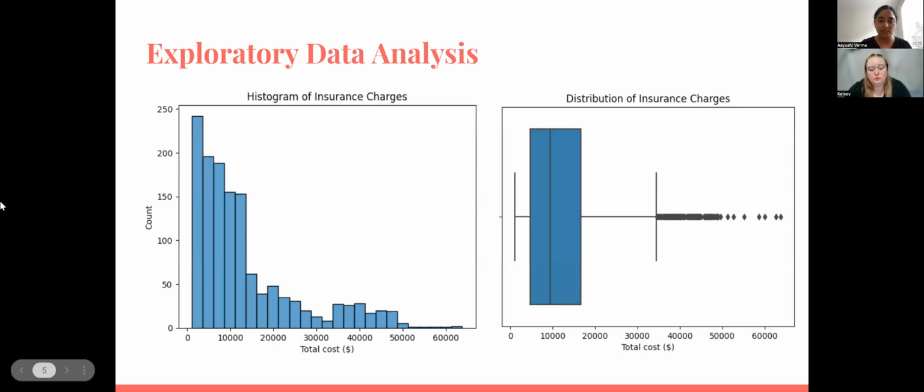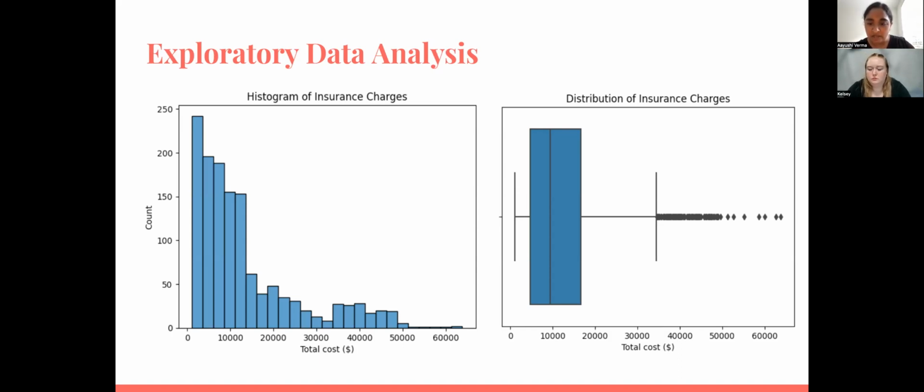So looking into the variables a little more, the main variable, of course, is the insurance charge, the cost. And looking at the histogram on the left, we see that it's very skewed, with a higher concentration of people who are charged up to roughly $30,000. That's how it's skewed. And then there's a little more data lying towards the right.